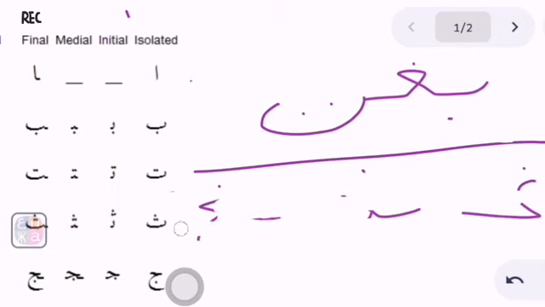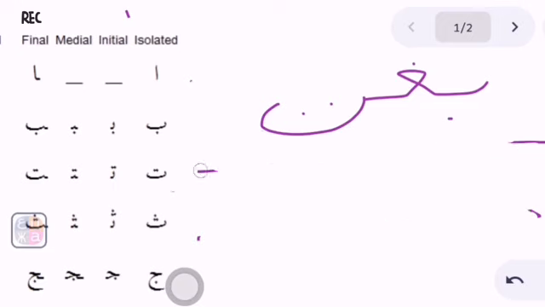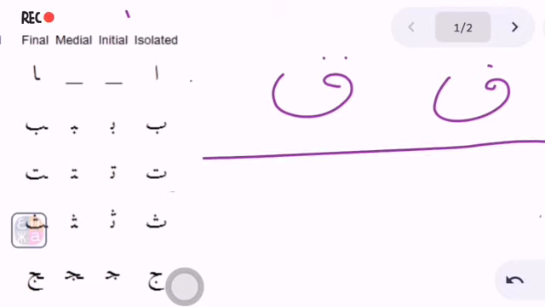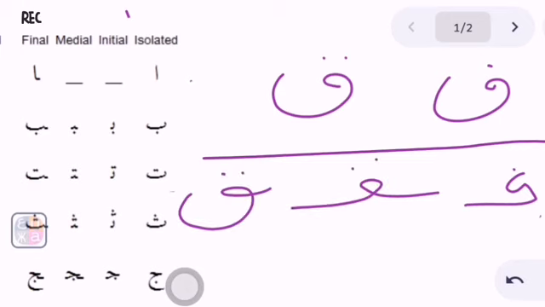After ain and ghain, we have fa and qaf. Fa and qaf also have the same structure. The only difference is fa has one dot, while qaf has two dots. At the beginning they all look like this. If it is fa, a dot, a curve, and two dots for qaf. In the middle, like this, and at the end they come back to their original structure. So this is how we have them in Arabic words.